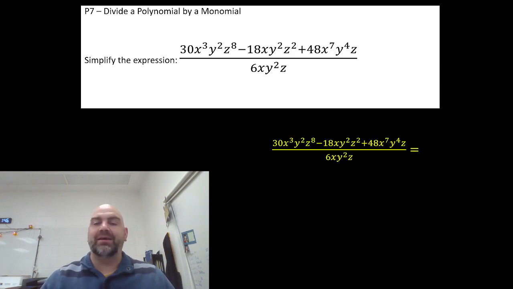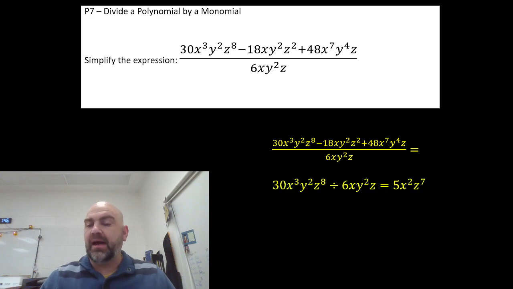So we have this mess. Yeah, it's a mess, but let's break it down individually. We have 30x³y²z⁸. That's one term. When we divide that by 6xy²z, 30 divided by 6 is 5. x³ divided by x is x². y² divided by y² is nothing. It cancels out, or it's 1 technically, but it cancels out. And we're going to be left with z⁷. So that simplifies that one already.